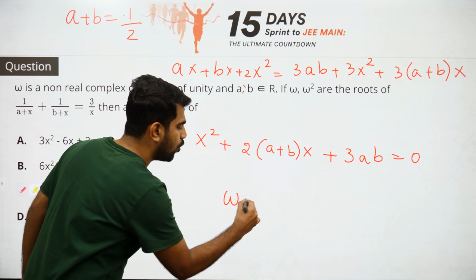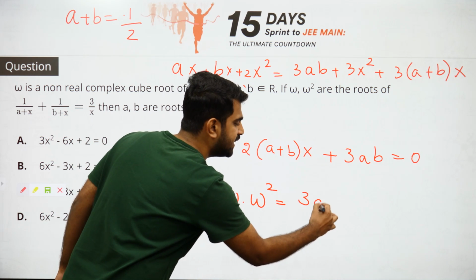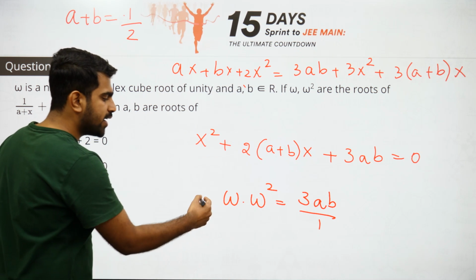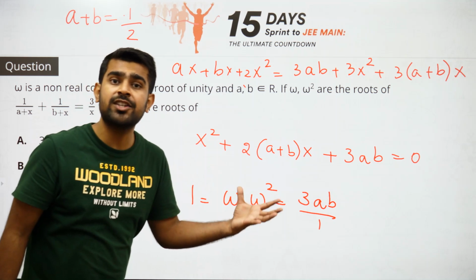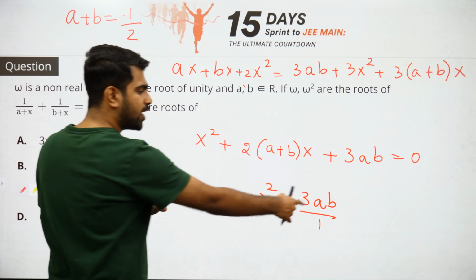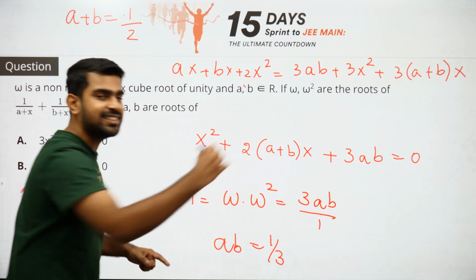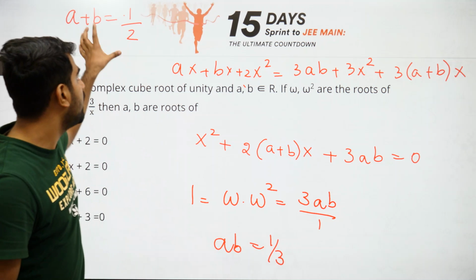So product of roots is omega into omega square, which is equal to c by a. A is 1. Okay, so what is omega cube? Omega into omega square is omega cube, and omega cube is equal to 1. So what will be my product of ab? Product of ab will be 1 by 3. That's it. So product of roots I got, sum of roots I got.